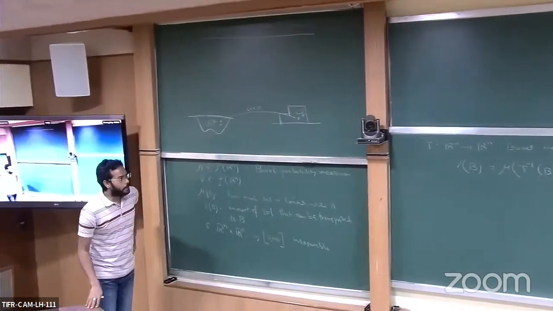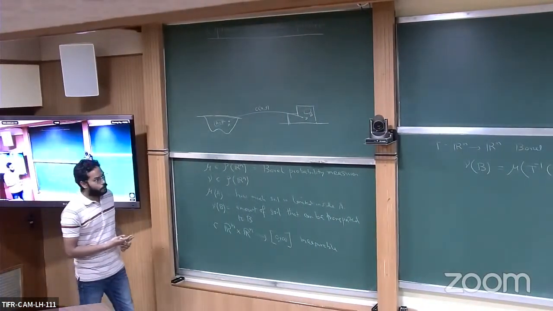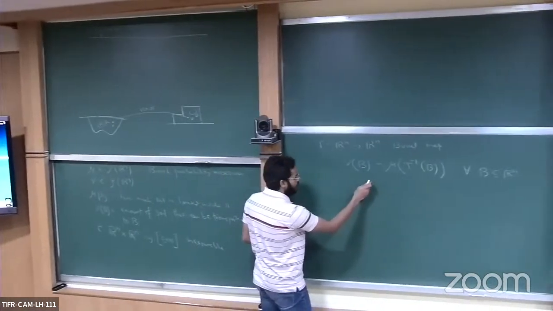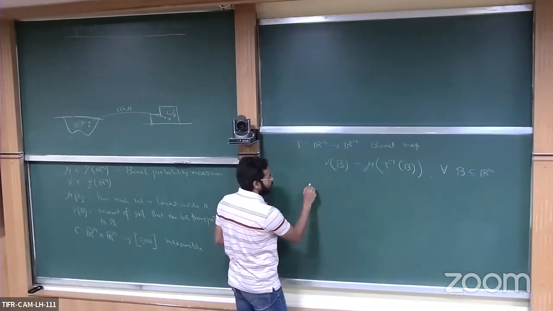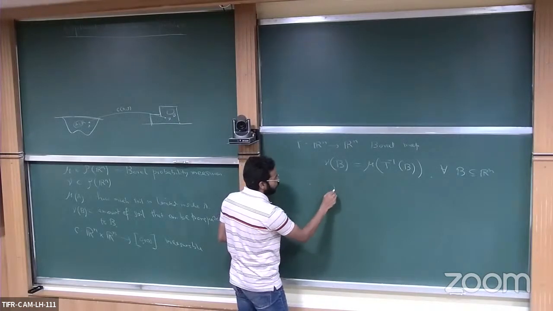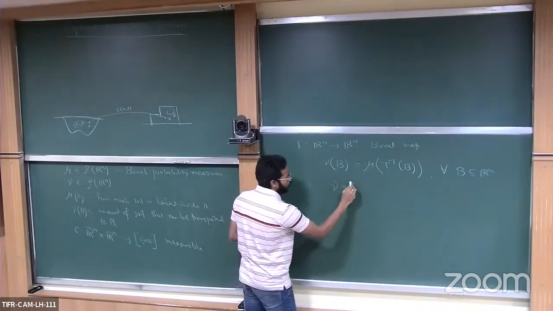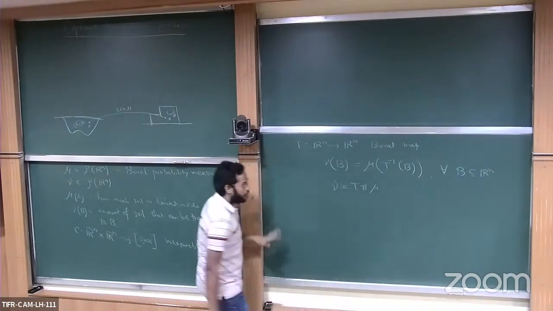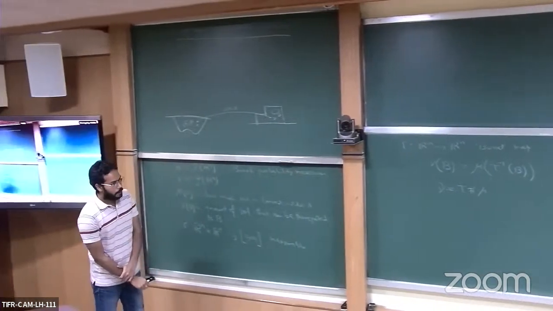So have you seen this kind of identity before? Well, if you haven't seen it, this is what we call the push forward of a measure. Okay, so if such an identity holds for all B, then we call nu the push forward of mu under this map. This is my notation. Okay?